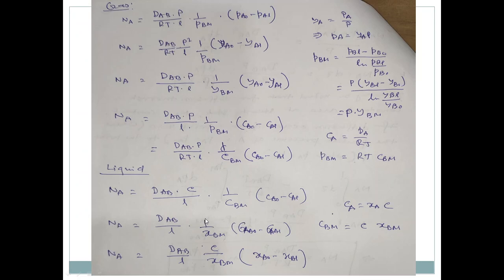So C will come here. CBM, CA0, I kept this one. Now CBM equal to CXBM, so it is coming out. Then X, then it is coming ONC. So that will be Na equal to DAB by L into C by XBM into X0 minus X.